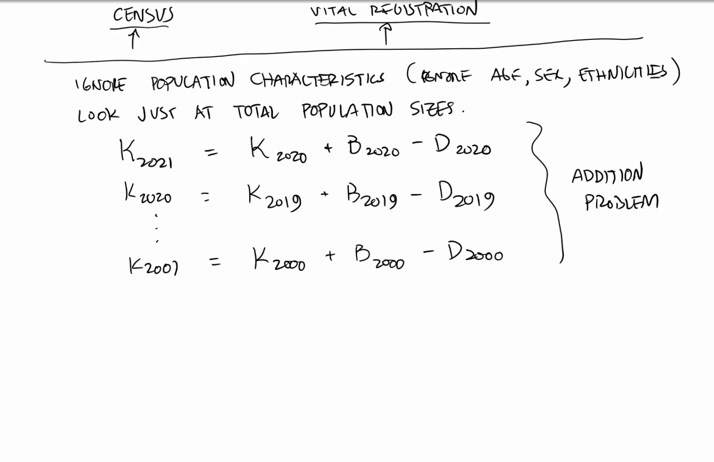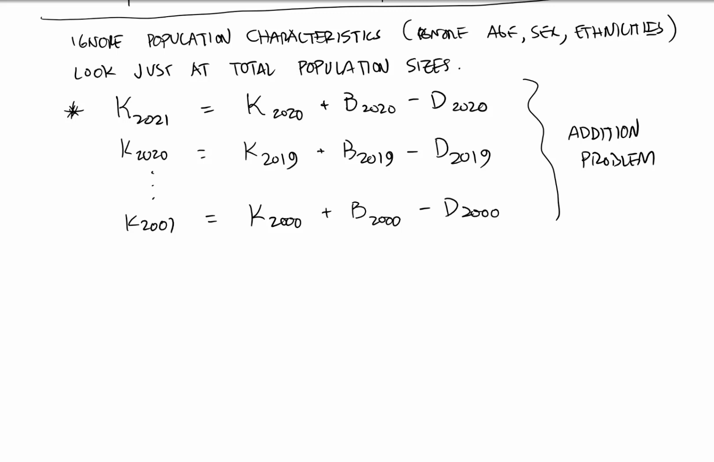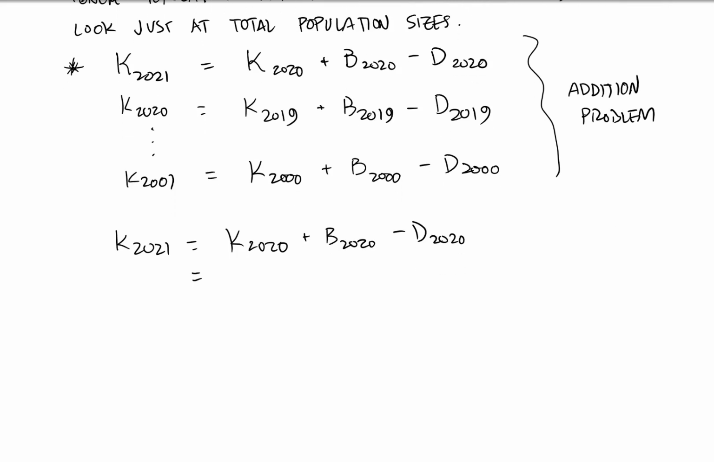I'm going to look back at this equation here. Let's look at that again. We could say K 2021 equals K 2020 plus B 2020 minus D 2020. I'm going to rewrite this thing as a multiplication problem.